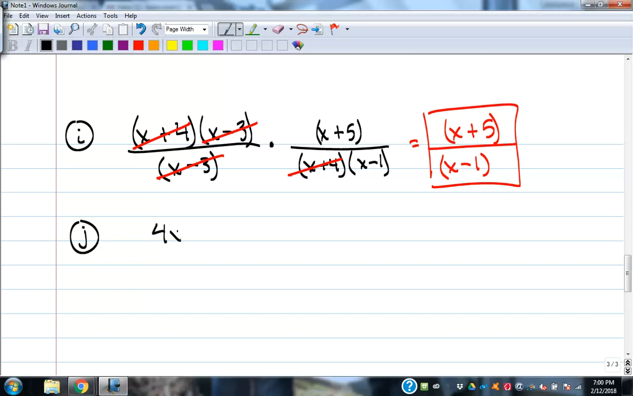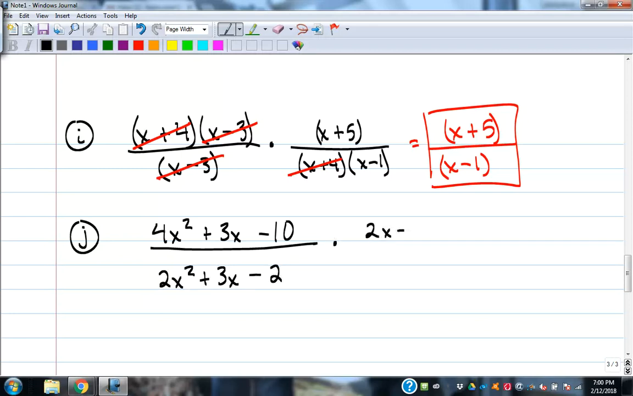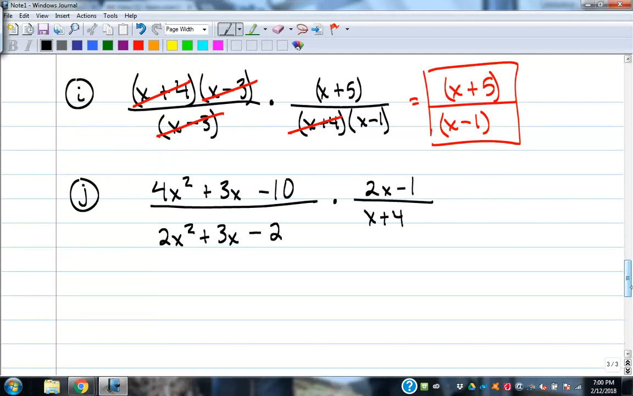So if we had something like 4x squared plus 3x minus 10 over 2x squared plus 3x minus 2 times 2x minus 1 over x plus 4. What we want to do is take this thing and make it look like example I, because example I was pretty easy, right? So we want to make this look like that by factoring everything that we can. Okay? So I'm going to just pick a place to start and start factoring.